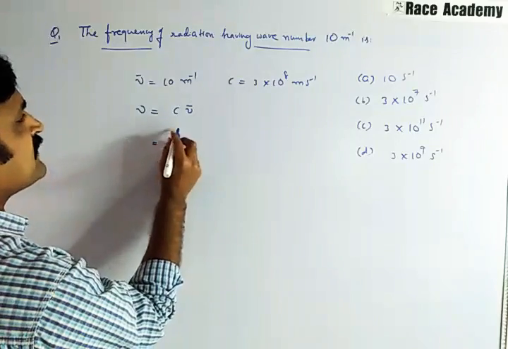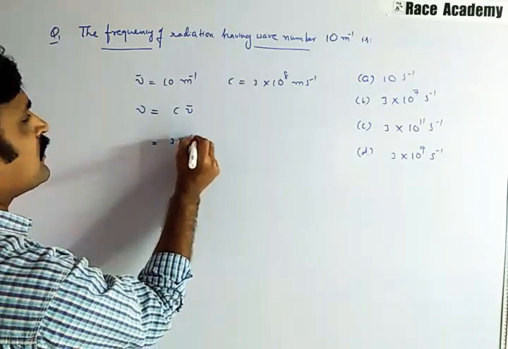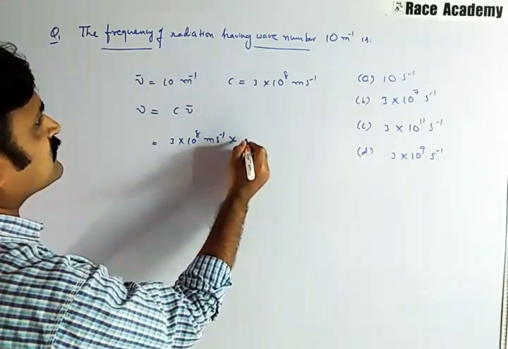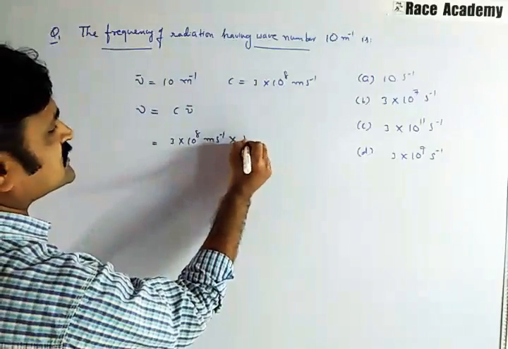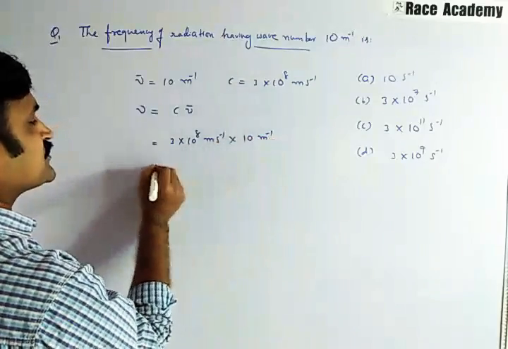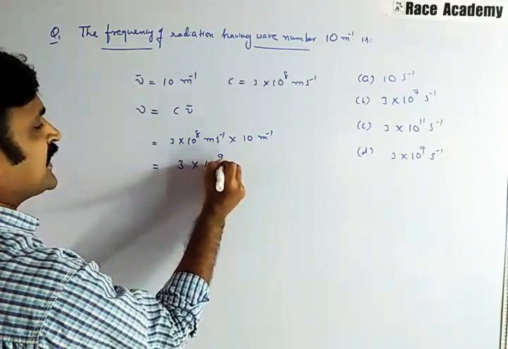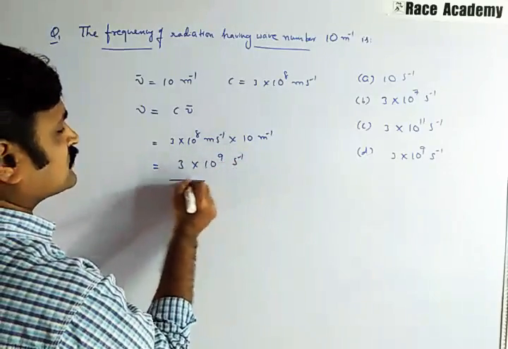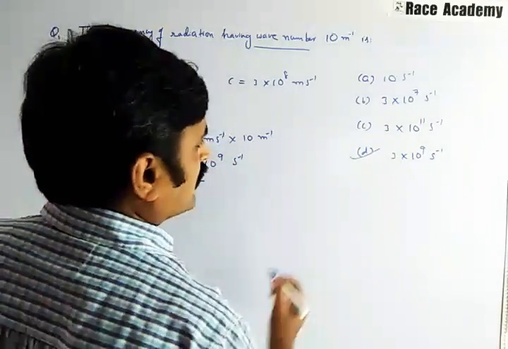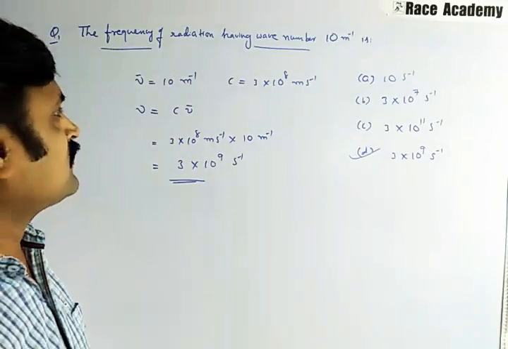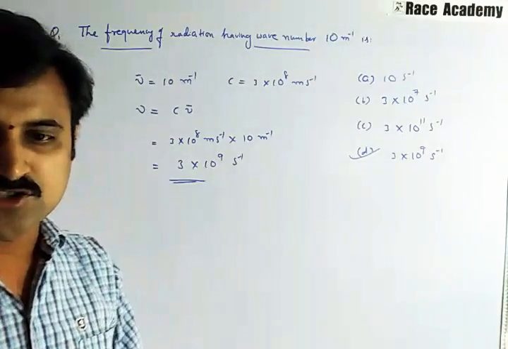can substitute both these values, that is 3 into 10 to the power of 8 meter per second into the wave number given in the question, that is 10 meter inverse. So its value will become 3 into 10 to the power of 9 second inverse. That means our fourth option, 3 into 10 to the power of 9 second inverse, is the right option for this question.